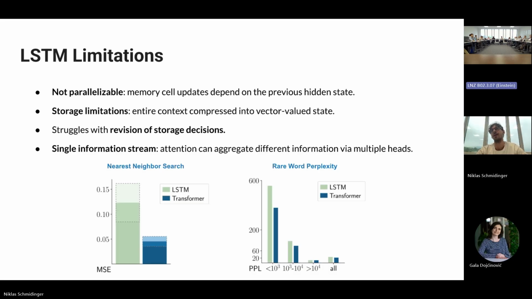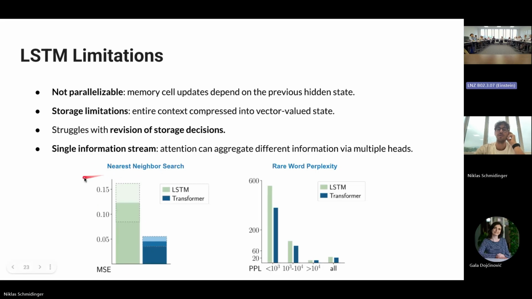You always had one cell that basically processed the whole sequence, but transformers, in one layer, look at the sequence from multiple different angles. The LSTM doesn't have this. And these are some synthetic tasks to test this.